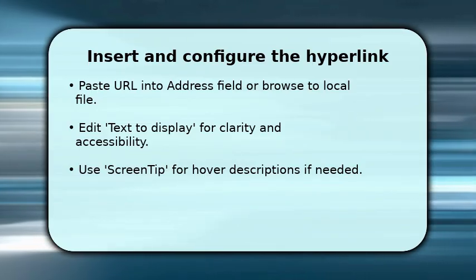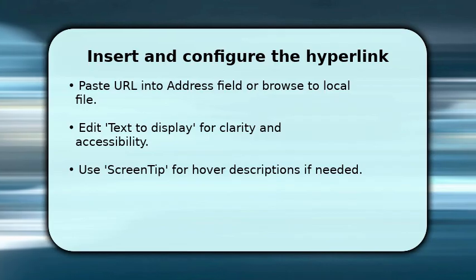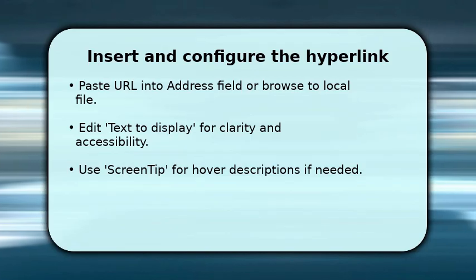If you want accessibility help, click Screen Tip and type a brief description that appears on hover. For email links, use Mailto, followed by the address. Finally, press OK to create the link and test it by Ctrl+clicking the newly linked text.